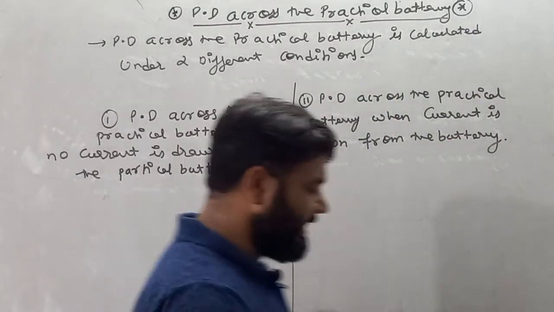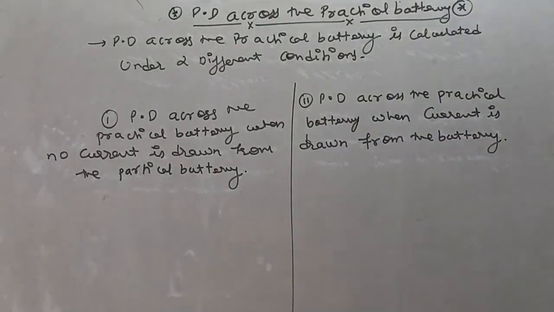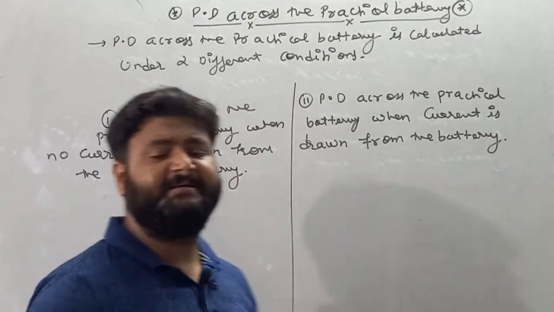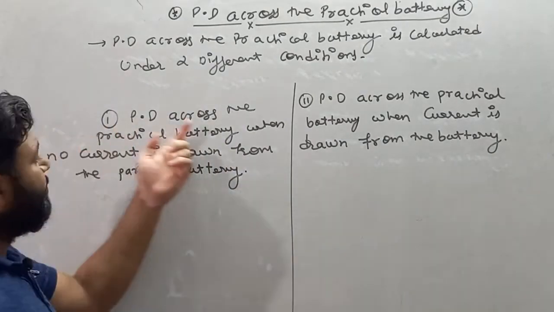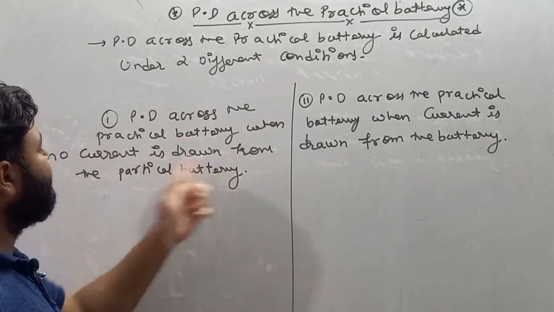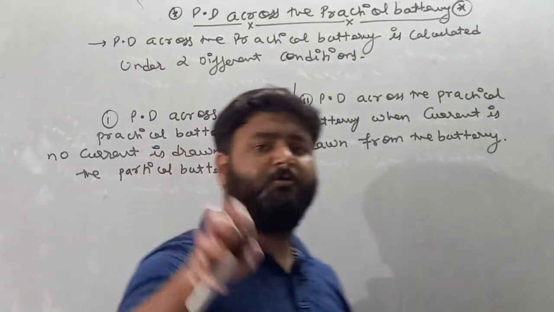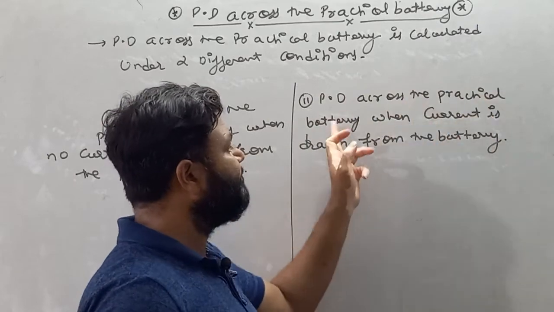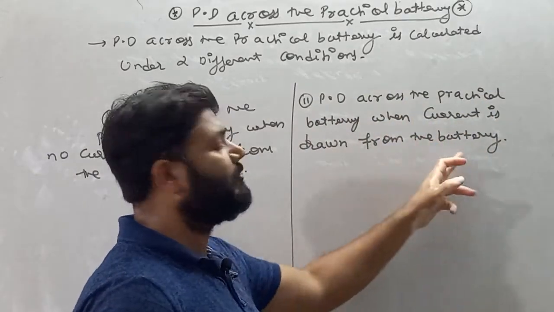So my dear student, I am repeating once again, our topic is the practical battery, and in the practical battery we are discussing the potential difference across it. It is calculated under two different conditions. First is the potential difference across the practical battery when no current is drawn from the practical battery. And second, the potential difference across the practical battery when current is drawn from the battery.